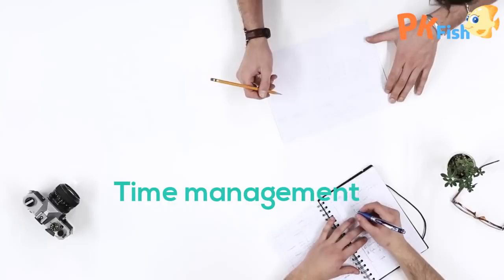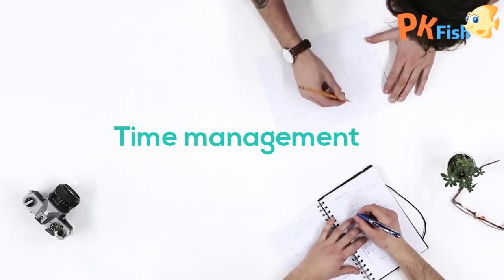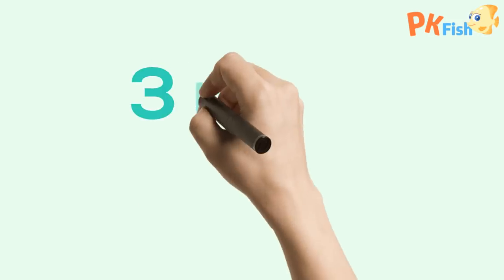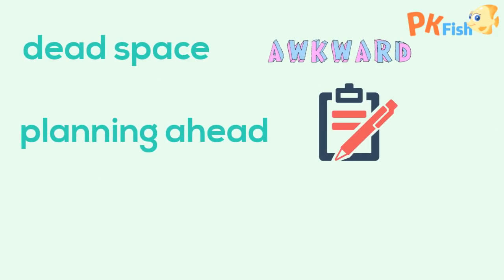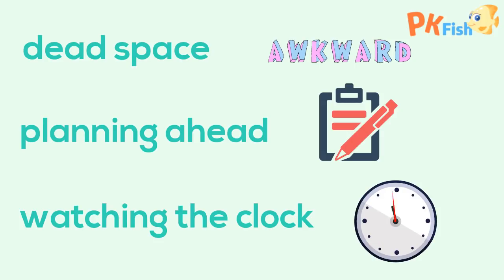Today, we will be talking about time management. At PK Fish, we focus on three main components of time management: dead space, planning ahead, and watching the clock. Let's start with dead space.